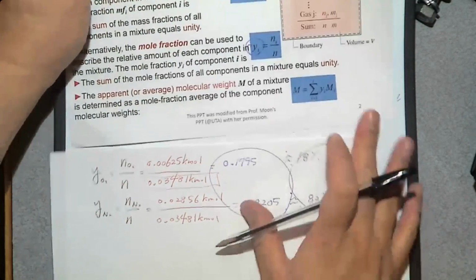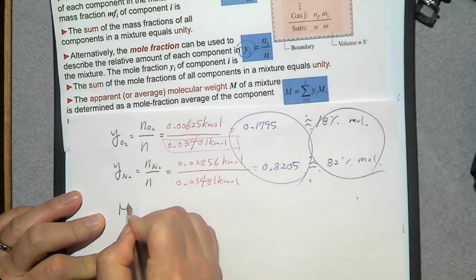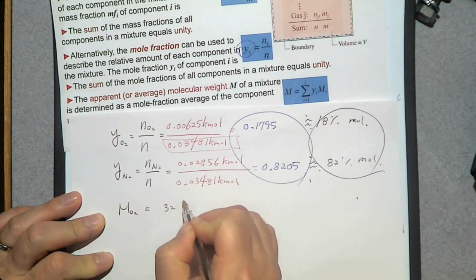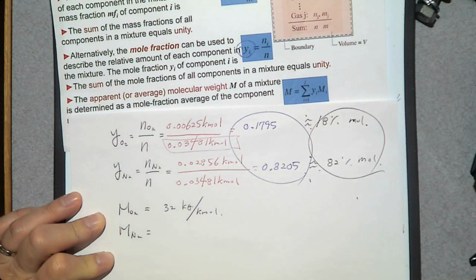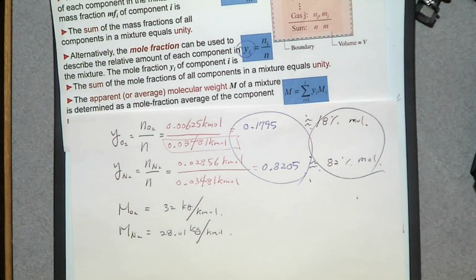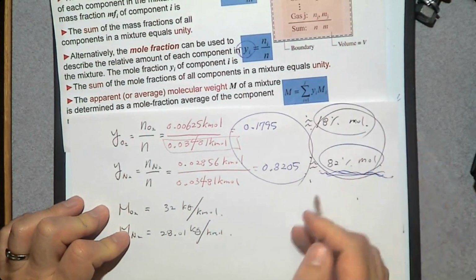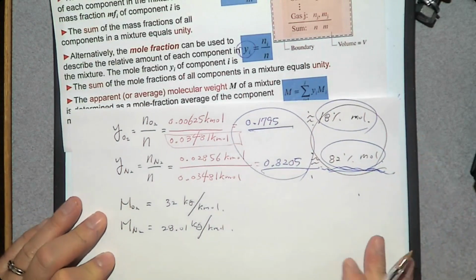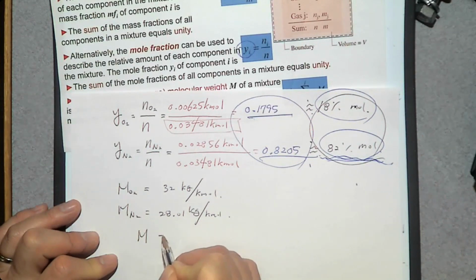So the molecular weight of oxygen is 32 kilogram per kilomole, and the molecular weight of nitrogen is 28.01 kilogram per kilomole. Then what is the molecular weight of the mixture of oxygen and nitrogen? It depends on the ratio, and we can use this ratio, this one and this one. So if you want to determine the average molecular weight of a mixture, then we can use this equation.